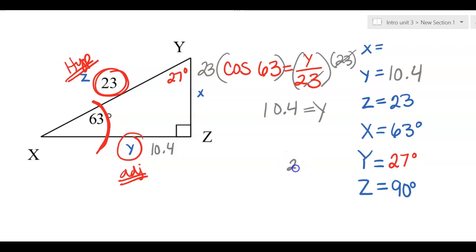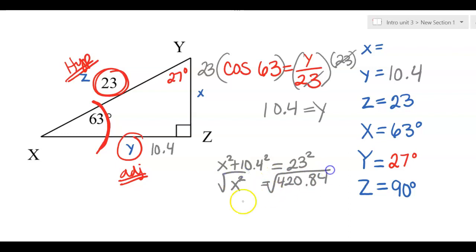If you're using Pythagorean theorem, the 23 would be the part that's alone on one side of the equation. So you're going to square 23 and 10.4 and then subtract them. Or you could type that all into the calculator. And you get 420.84. And then we're square rooting that, which gives me x equal to 20.5.